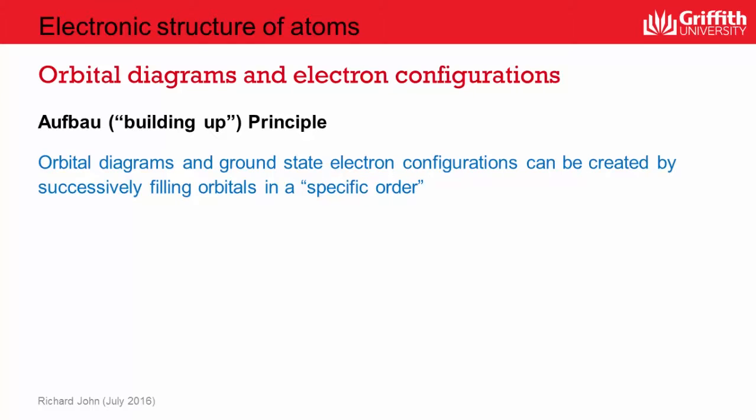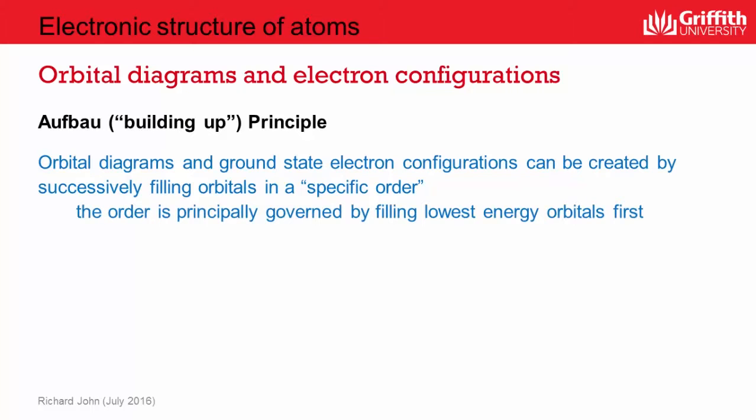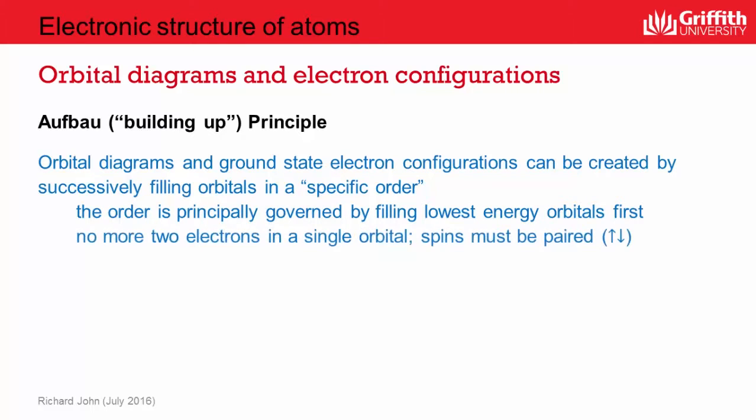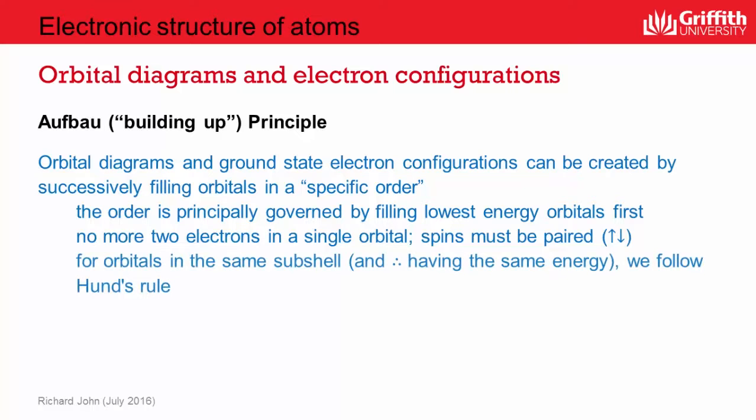Now, we've seen how orbital diagrams can be successively built up to generate ground state electron configurations of atoms, and this building up principle, otherwise known as the Aufbau principle, involves successively filling orbitals in a specific order. And that order is principally governed by filling lowest energy orbitals first. No more than 2 electrons can fit into a single orbital, and the spins of those 2 electrons in a single orbital must be paired. There must be one spin up and one spin down in order to not break the Pauli exclusion principle.